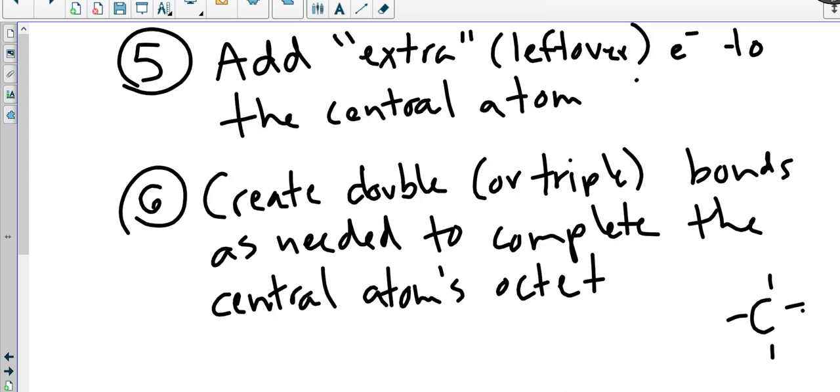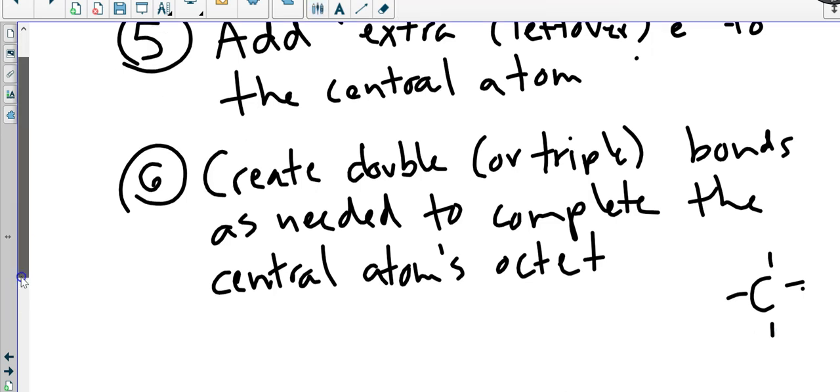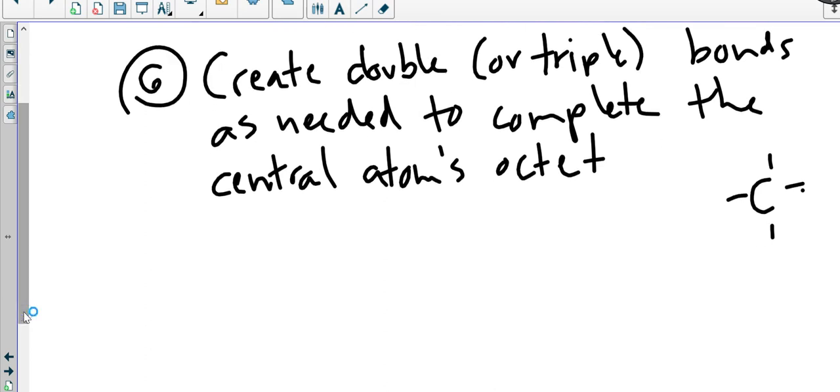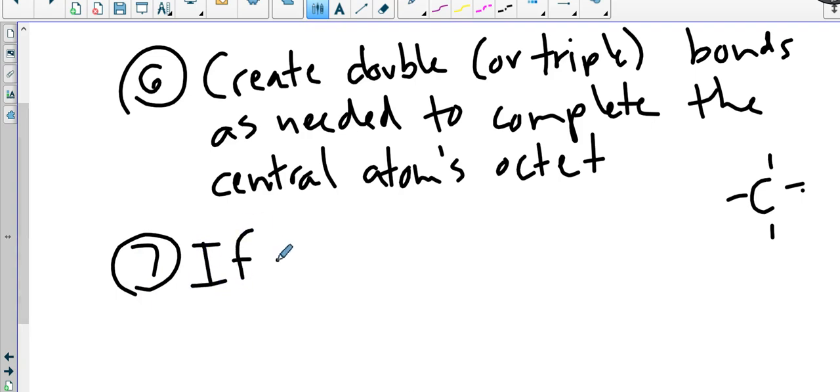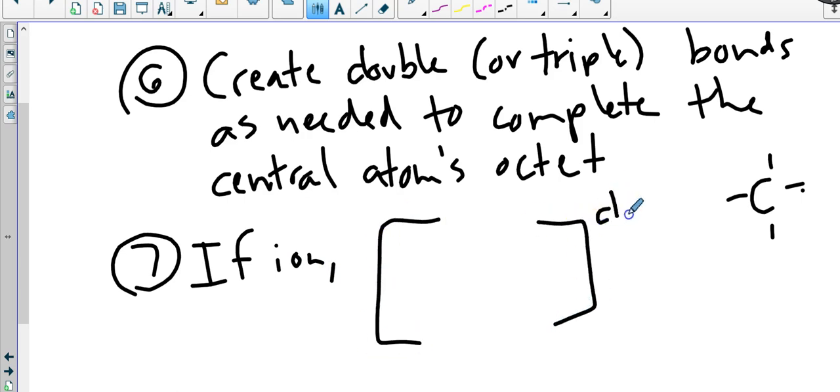And then the very last step, and it's short, thank you for being patient, is, if it's an ion, which that one was not, you would put brackets and the charge around it. And the charge will be a superscript. The most commonly missed points on this quiz and subsequent test are that people will put a bunch of dots on hydrogen and people will forget to do this part.